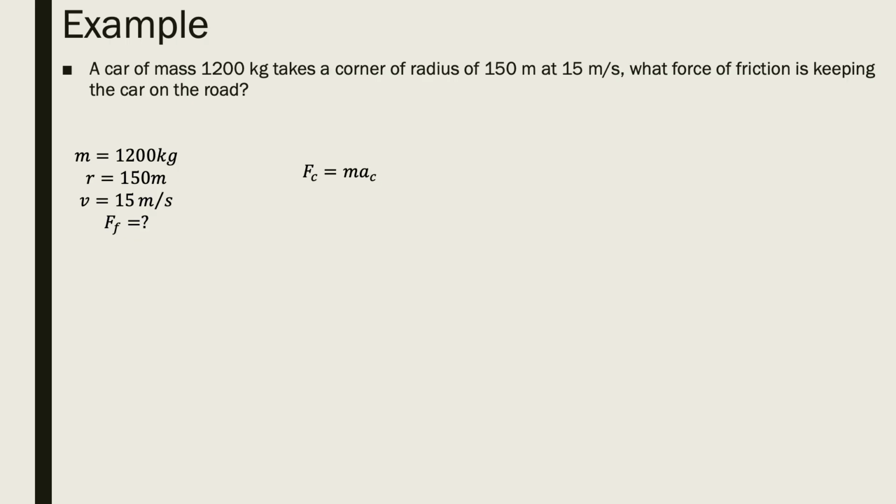So we can calculate our centripetal force as mass times our acceleration. Now, our acceleration in this case, given what we have been given, I would use v squared over r for it. At this point, substitute our values in, and we end up with a centripetal force of 1,800 newtons, which is our force of friction in this case.